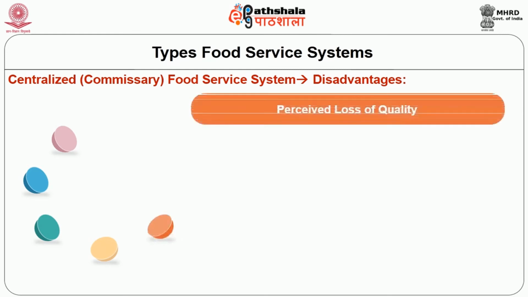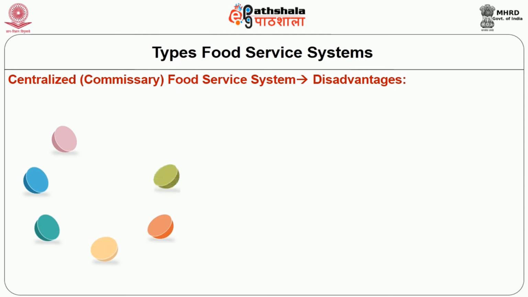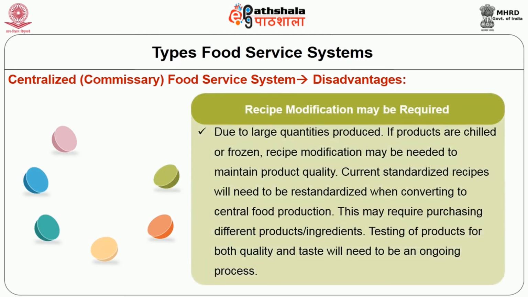Perceived loss of quality. The mass production in a central kitchen often is perceived by customers to be less desirable than traditional food preparation. Recipe modification may be required due to large quantities produced in a central kitchen. If products are chilled or frozen, recipe modification may be needed to maintain product quality.